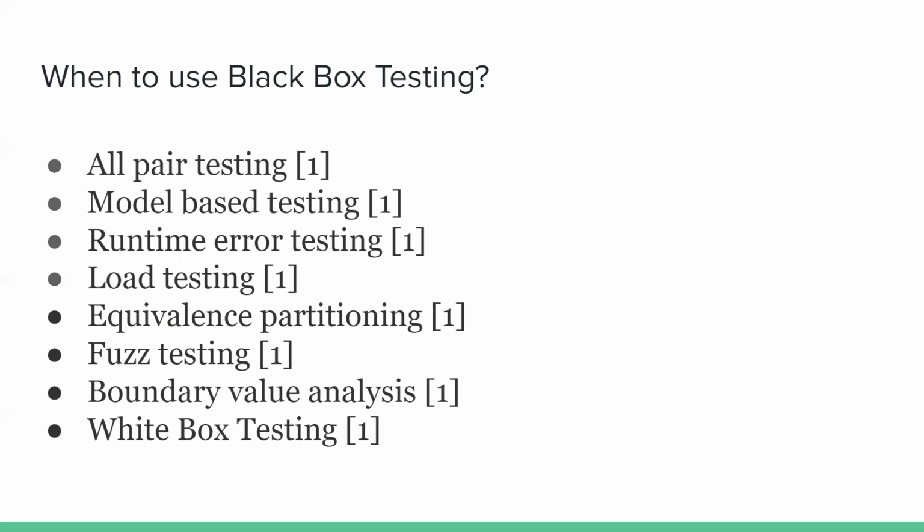Equivalence partitioning divides the input data into separate testable partitions. Fuzz testing is where random data is input into the software to see how it is handled. There is also boundary value analysis that was previously mentioned. Black box testing is quick and easy to perform, but is best used in conjunction with white box testing, which is identifying bugs in the internal structure of the code.